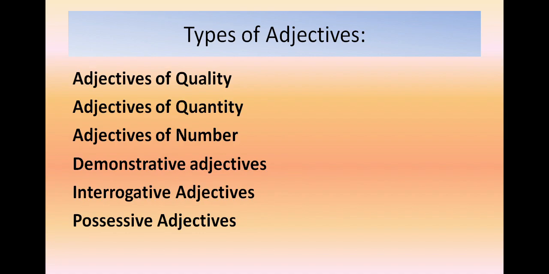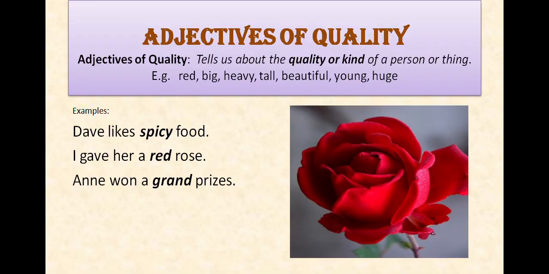Now we shall see what are the different types of adjectives. The different types of adjectives are adjectives of quality, adjectives of quantity, adjectives of number, demonstrative adjectives, interrogative adjectives, and possessive adjectives. Now, what is adjective of quality? Adjectives of quality tell us about the quality or kind of a person or thing. So, it describes what kind of a thing or a person is.